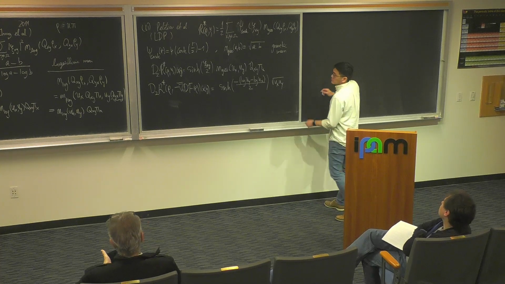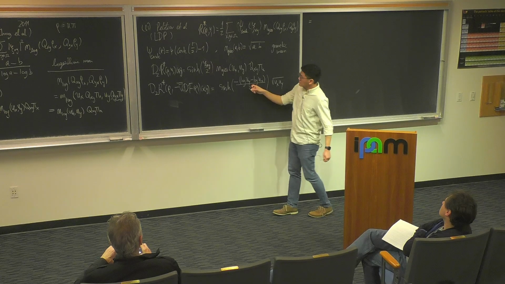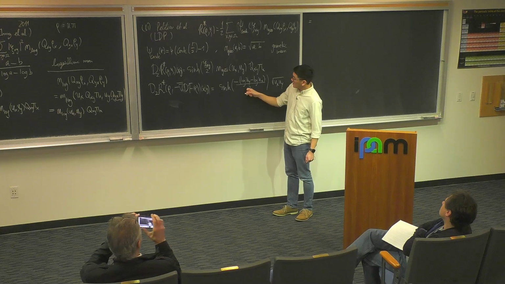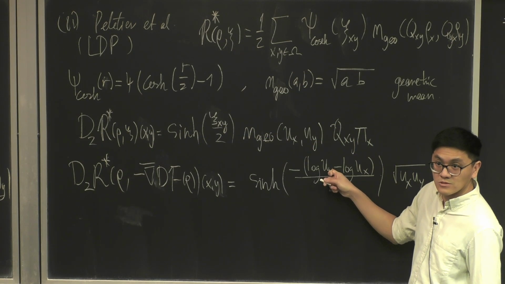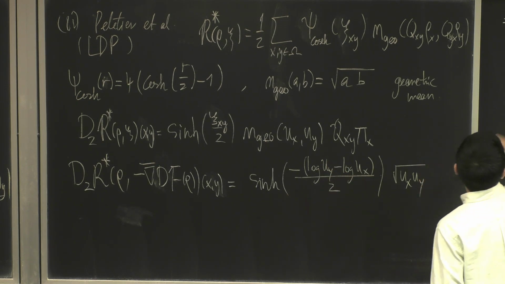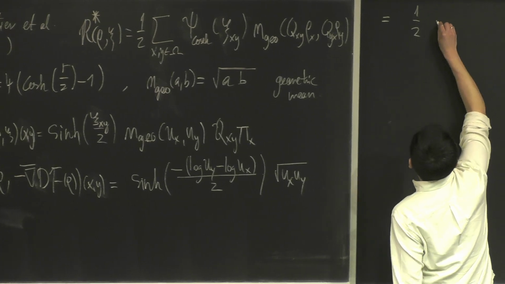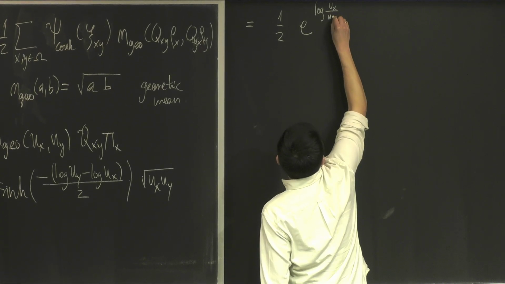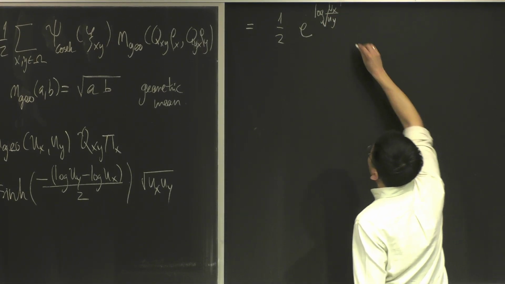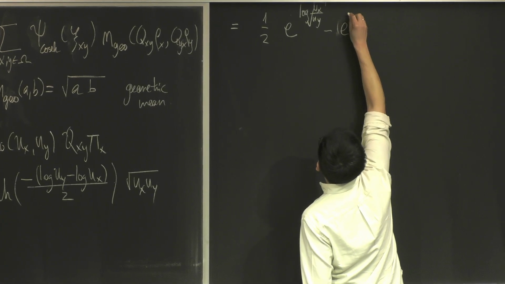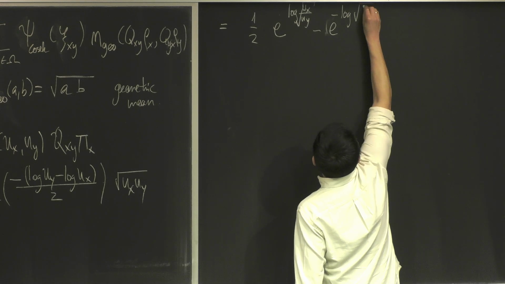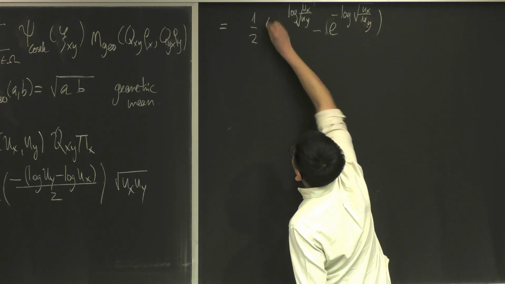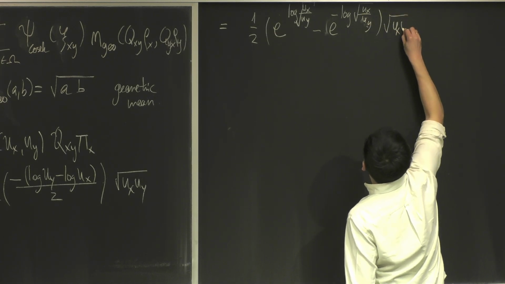Thank you. Then we have, so that's the same as log ux minus log uy over 2. I'm going to put the over 2 into the square root. So there's going to be the log of the square root, and then I'm going to use the sine. So then we have a half. The sine is e to the log of square root of ux uy minus e to the minus log of square root of ux uy, square root of ux uy.